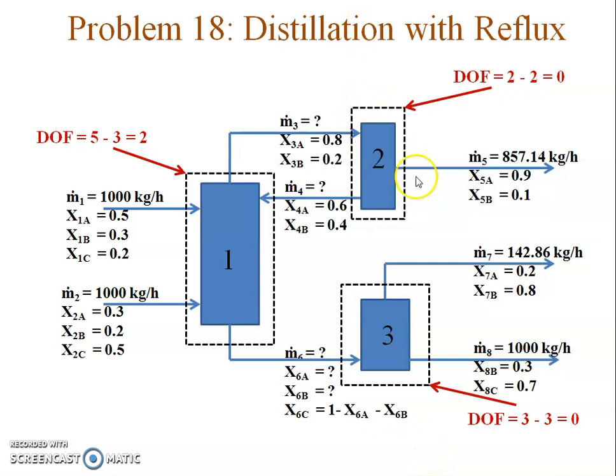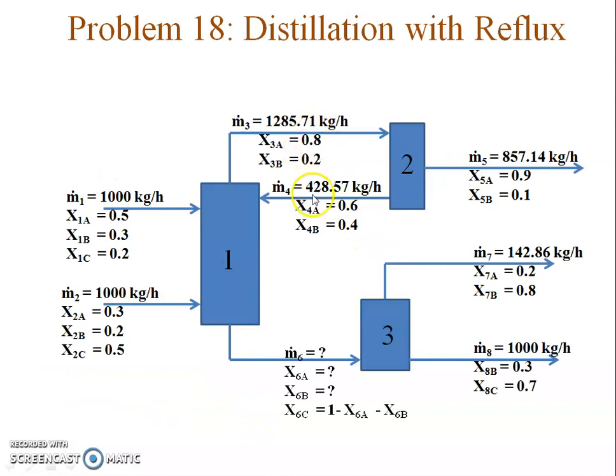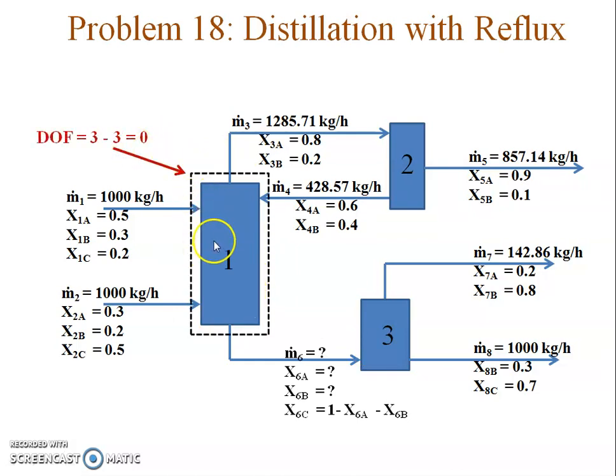So I am choosing to solve unit 2 first because it has just two variables. I am taking component A balance and component B balance across unit 2, and since both of them are in M3 and M4, I have to solve them simultaneously to get the values. So now I have calculated M3 and M4. Fine. Now I will go and do my calculations on unit 3. I could have easily done my calculations on unit 1 as well, because my degree of freedom has now reduced to 0 there after knowing these two flow streams. But I am choosing to solve unit 3.